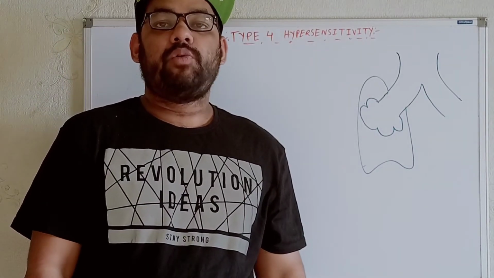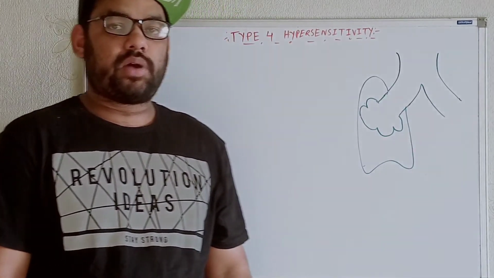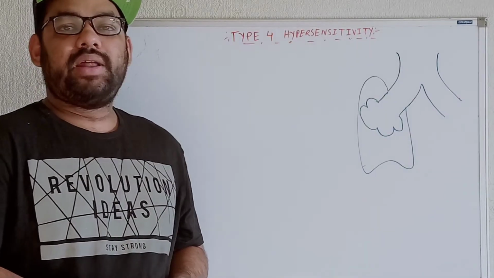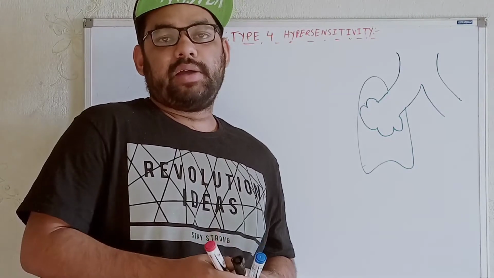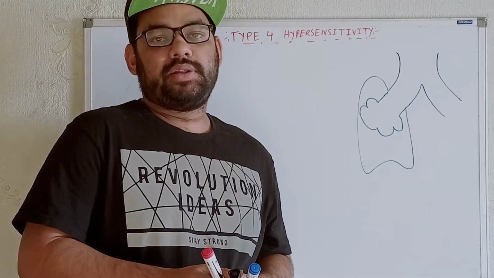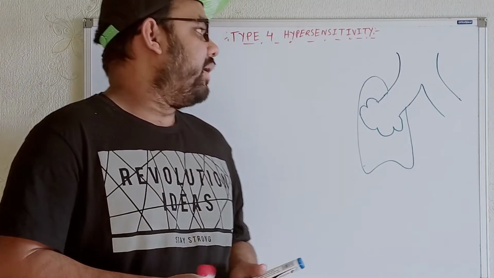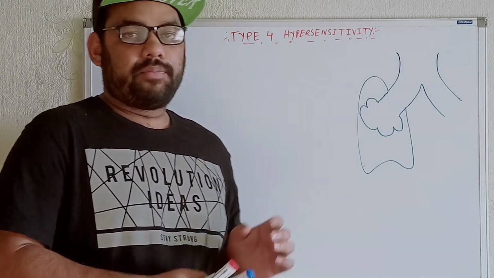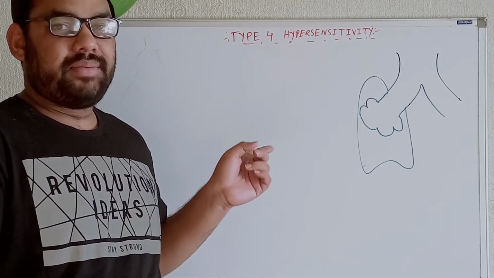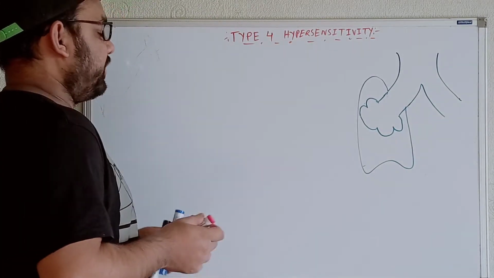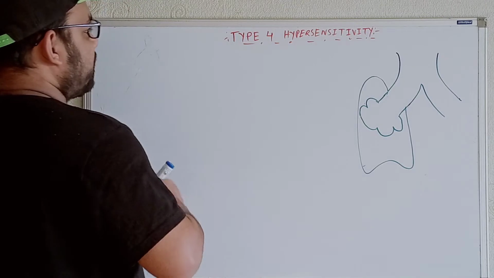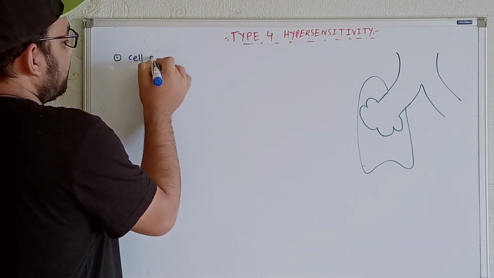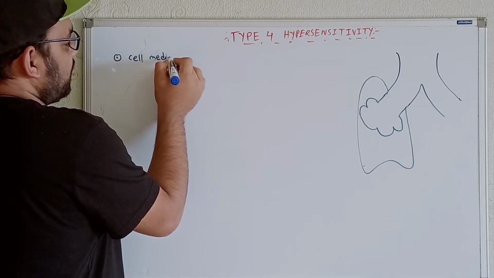Today we'll talk about type 4 hypersensitivity reactions. I have already uploaded the video on type 1, type 2 and type 3, where I explained that type 1, type 2 and type 3 hypersensitivity are antibody mediated. And I did mention that type 4 hypersensitivity is always cell mediated. So we can write it over here: type 4 hypersensitivity is cell mediated, right? Here we get the involvement of the immune cell.